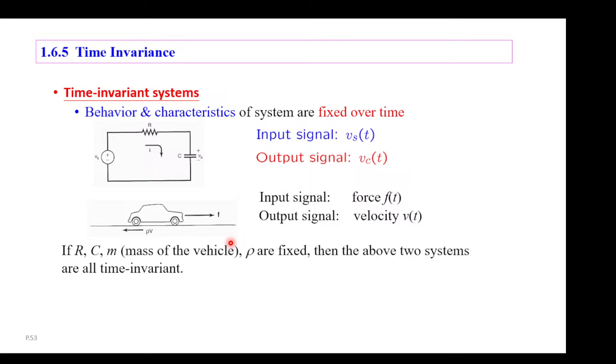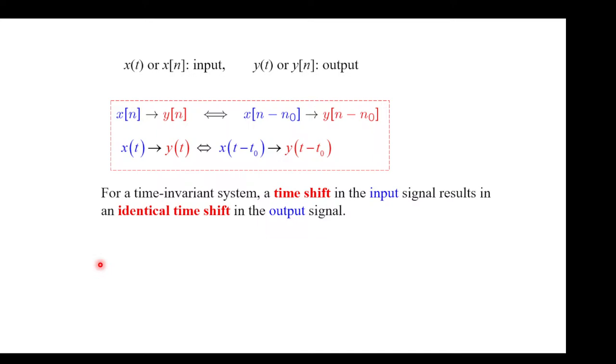Okay, so that seems a bit tricky to describe. And how we describe time invariance is this. If you want to write the quantifiers a little more carefully, time invariance means that you have some input x of t and output y of t. So let's say continuous time. If x of t input gives y of t output, then x of t minus t zero input will give you y of t minus t zero output.